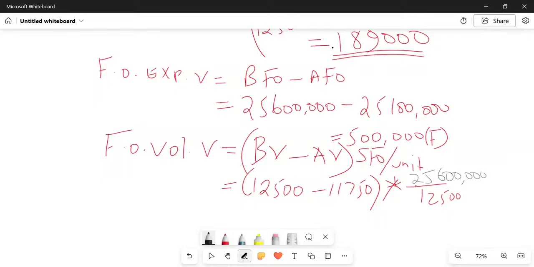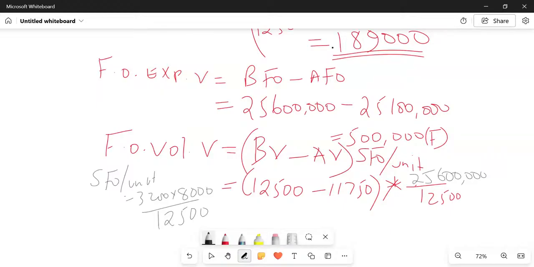Yeah, you can still do that 3,200 times 8,000, to get the standard fixed overheads per unit. You can see this 3,200 times 8,000. And then you divide by 12,500. We're going to get it for 1 unit. It will still give you the same answer.